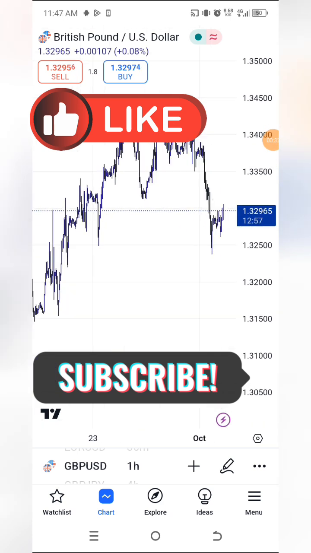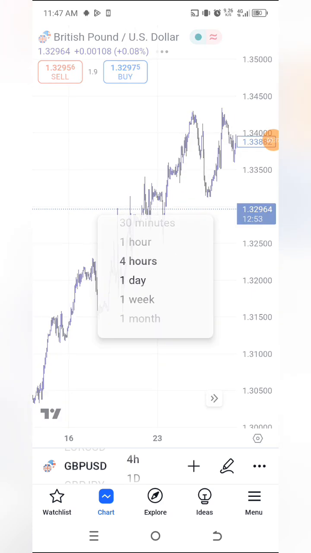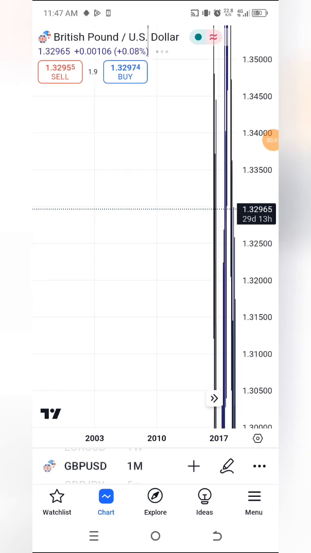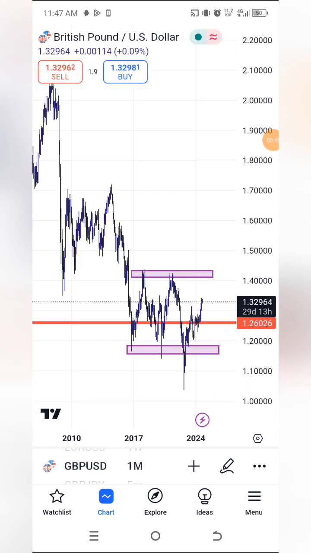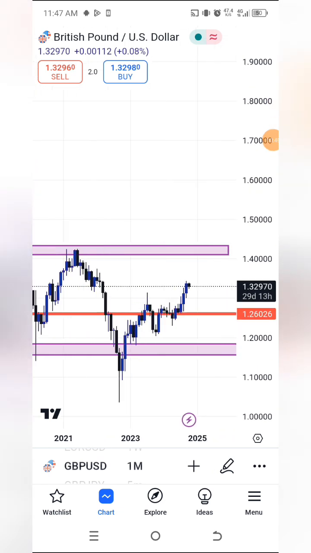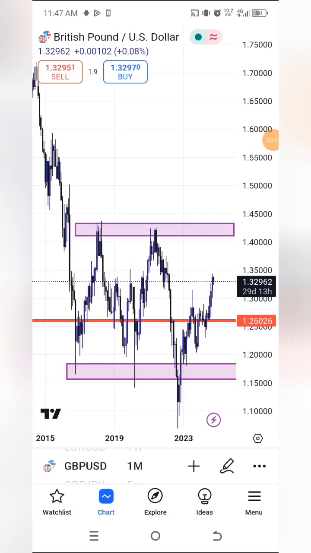In this case, I'll be looking at GBP USD, and I would like us to first start with the bigger time frames. Let's look at the monthly. The reason we want to look at the overall trend is for us to know what kind of trend we are working with. So it is clear enough. This is what we are having on our monthly.